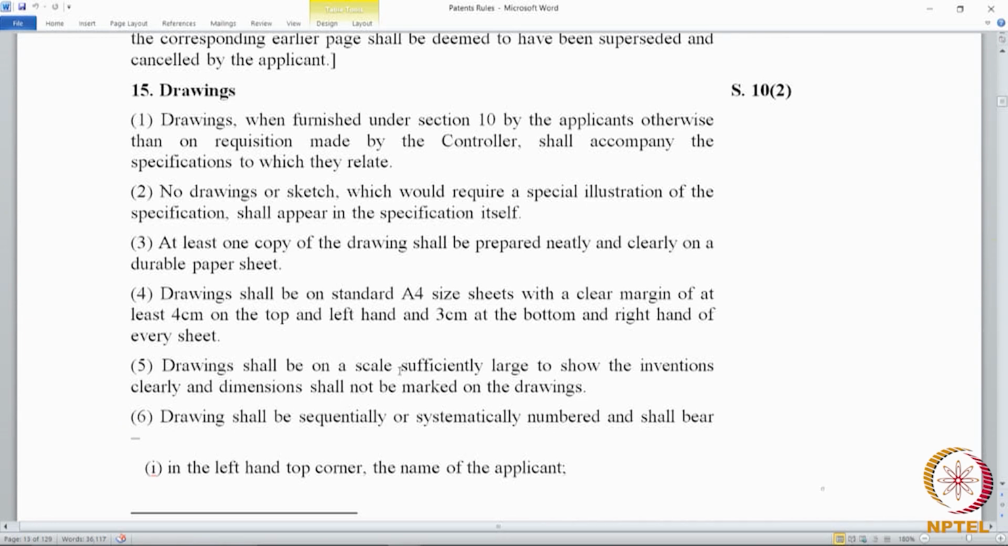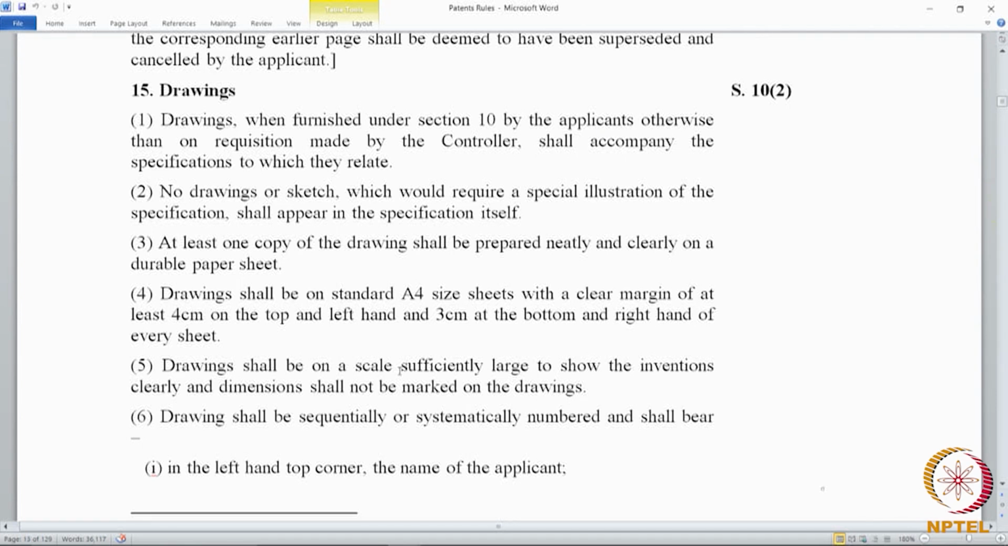15.1 states that drawings, when furnished under section 10 by the applicant otherwise than on requisition by the controller, shall accompany the specification to which they relate. We saw that drawings can be filed either by the request from the controller or voluntarily by the applicant. So, in cases where the applicant voluntarily files those drawings, they shall accompany the specification to which they relate. They have to be filed along with the specification. 15.2 states that no drawing or sketch which would require a special illustration of the specification shall appear in the specification itself. Drawings have to be in a separate sheet. That is the purported intent here.